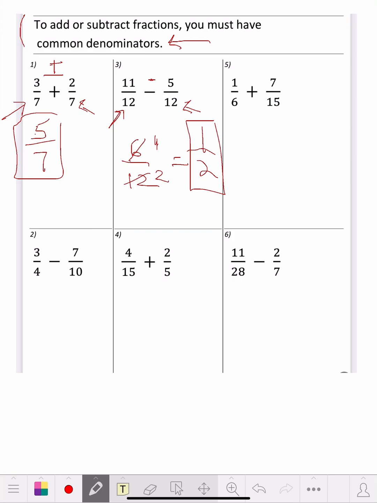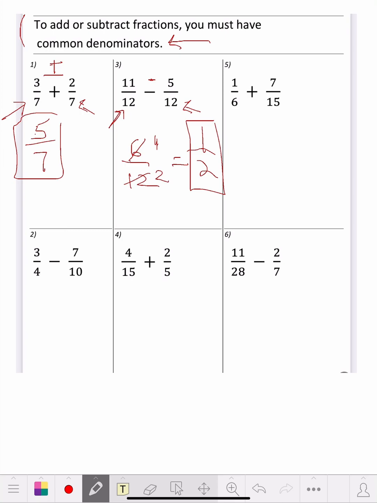Okay? Now, let's go to the next one. Okay, what we have here, we have 1/6 plus 7/15. Okay? We've got to make these all the same. So what we've got to look for is the least common denominator. Okay? And so let's see. If we double the 6, we get 12. That doesn't work. 18, that doesn't work. 30, that's going to work, okay? So let's make this first one 30.